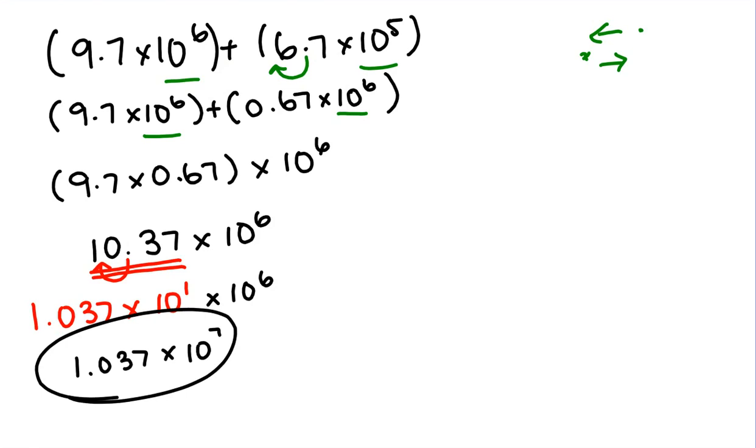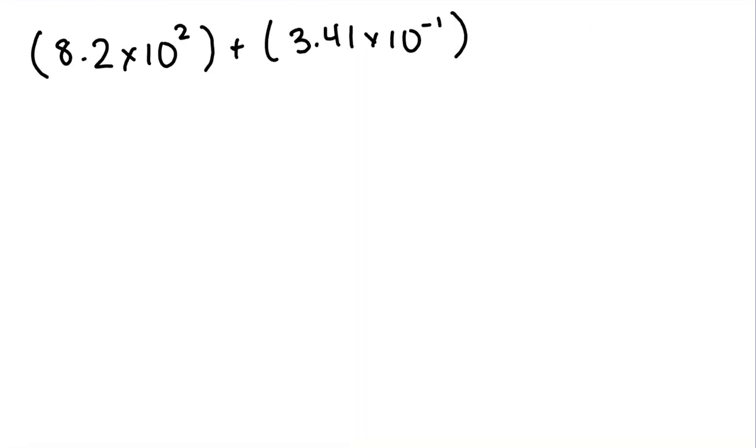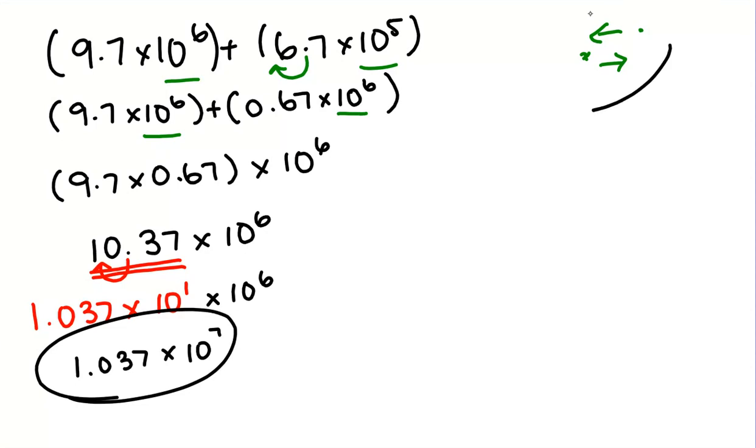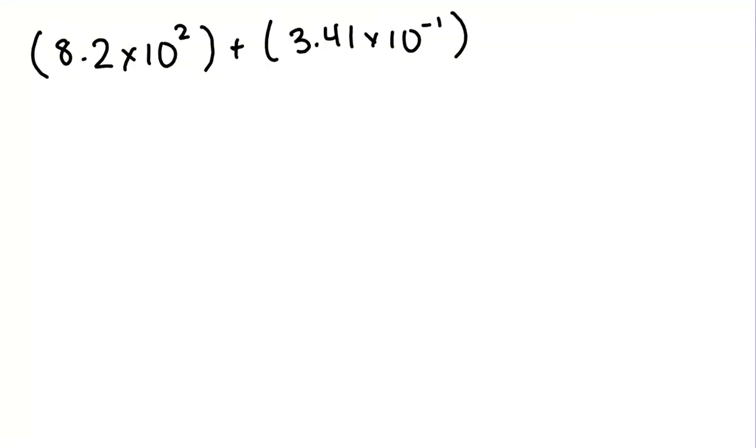Let's do another one. All right, we have 8.2 times 10 to the power of 2 and 3.41 times 10 to the power of -1. Two very different numbers. Well, we already know from our last one that we needed to move our decimal to the left in order to move our power up, but we're at -1. So how many times do we actually need to move this? Well, if we move it 3 times, we're going to be able to get it to 2.